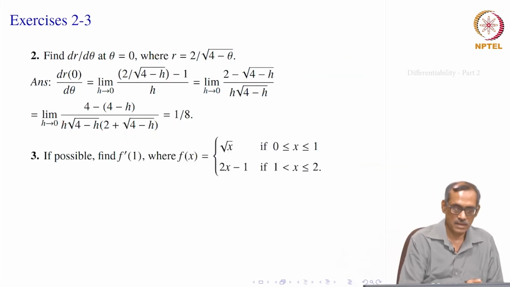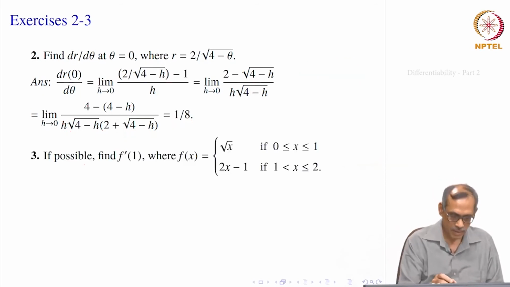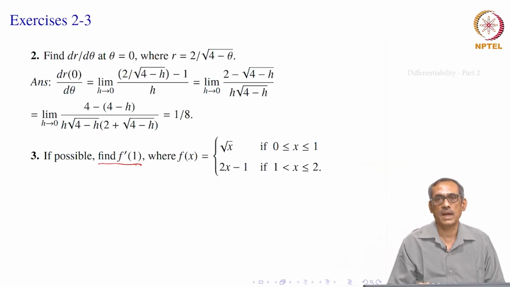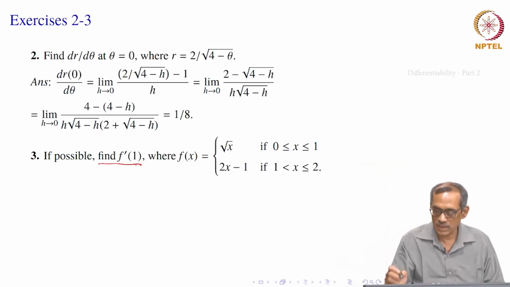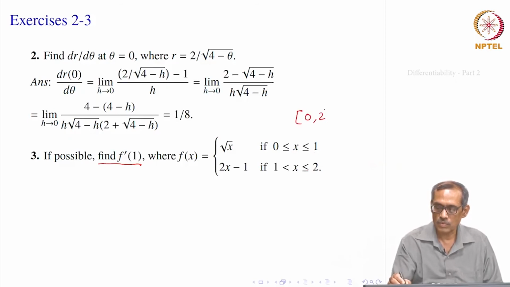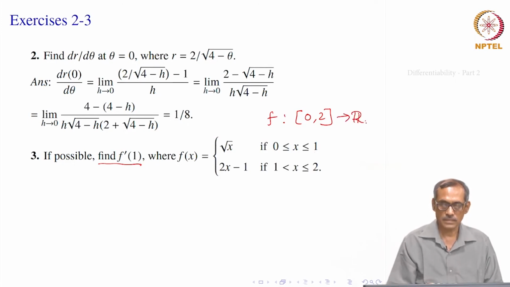That is fine. So, let us go to the next problem. Here we want to find out, if possible, the derivative of this function at x equal to 1, where the function is given as, from 0 to 1 it is square root of x, and from 1 to 2 it is 2x minus 1. 1 is included in the first one, square root. So, the domain of definition of the function is 0 to 2. F is a function from 0 to 2 to R, given this way.